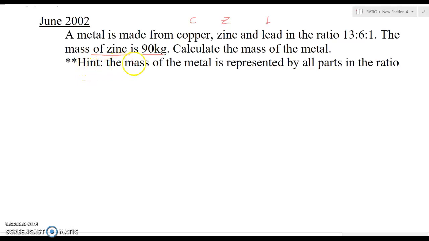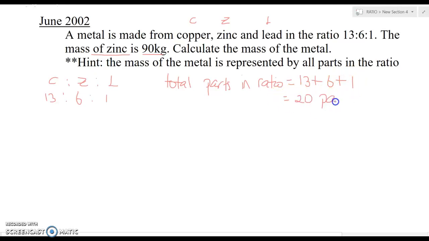So I put a hint here, the mass of the metal is represented by all parts of the ratio. So my ratio is the copper to the zinc and then lead. So that's 13 to 6 to 1. So the total parts in the ratio would be, where we add all the numbers in the ratio, right? 13 plus 6 plus 1. So now we will get 20 parts.